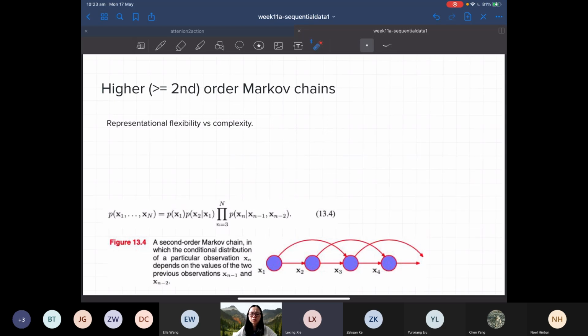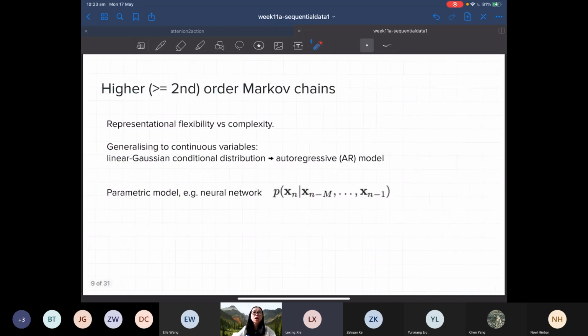So we pretty much covered the second order Markov chains. We're just going to proceed, right? So in terms of representational flexibility and modeling complexity, we could easily see Markov chains generalizing to continuous variables. In the rest of chapter 13 that we won't have time to go into, you can have linear Gaussian conditional distributions. Basically, if the x is Gaussian, and the conditional probability of the next x given the current x is also Gaussian, we get autoregressive models.